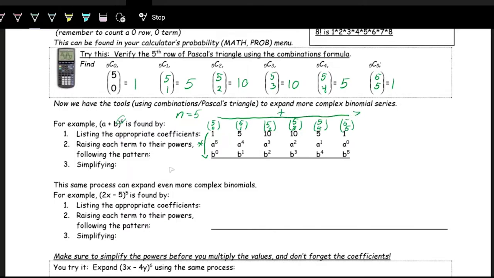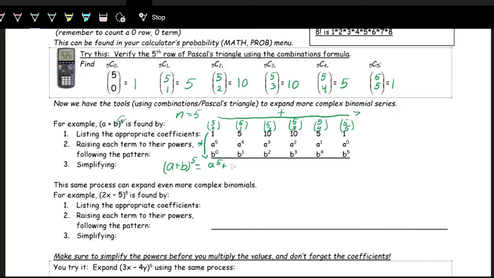So what we have is a plus b to the 5th power. Never did you think you'd be able to do this so quickly. We have 1 times a to the 5 times b to the 0, which is 1. So this is 1 times a to the 5 times 1, which is just a to the 5.